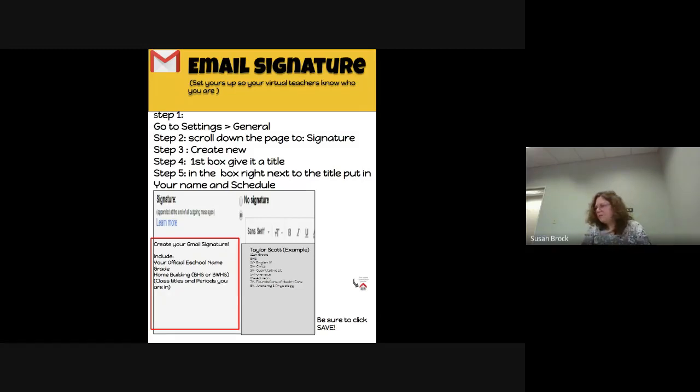All right, so after that, and this is really important, be sure to, underneath, when it says signature defaults, click on the down arrow and pick whatever title you gave your signature. And then be sure to save. Then you'll be done. Send me an email, and then I'll tell you whether you're good to go or not.